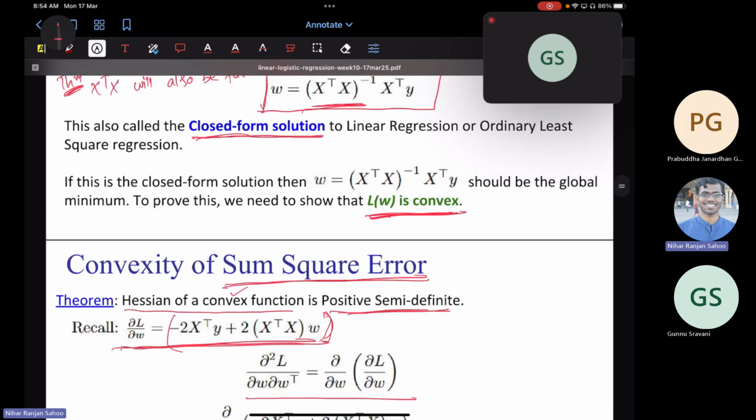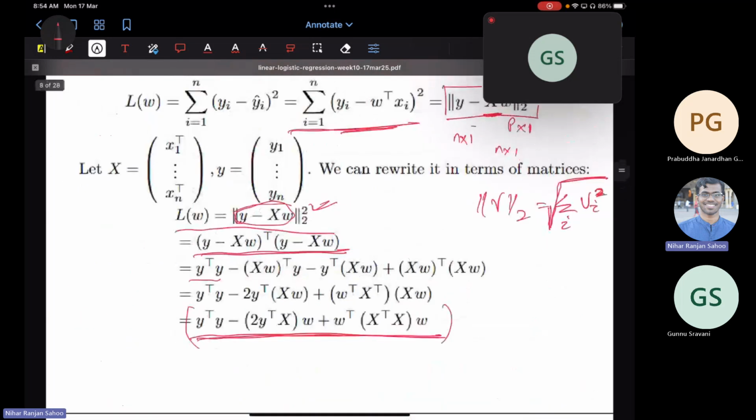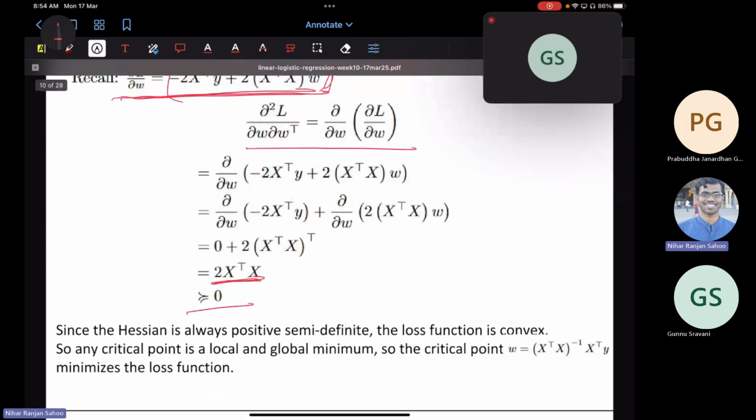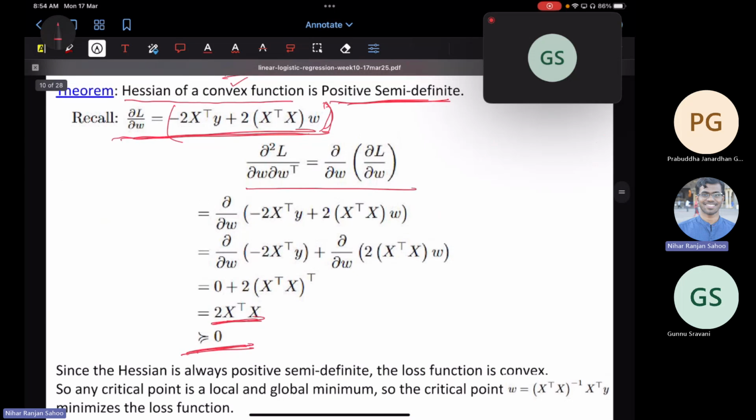So x transpose x, similarly to the way you saw here, the square of the 2 norm was represented by x transpose x, this vector transpose vector. As it is a square term, it will always be greater than or equal to 0. If the Hessian is greater than or equal to 0, what does it say? It's always positive semi-definite. Why?